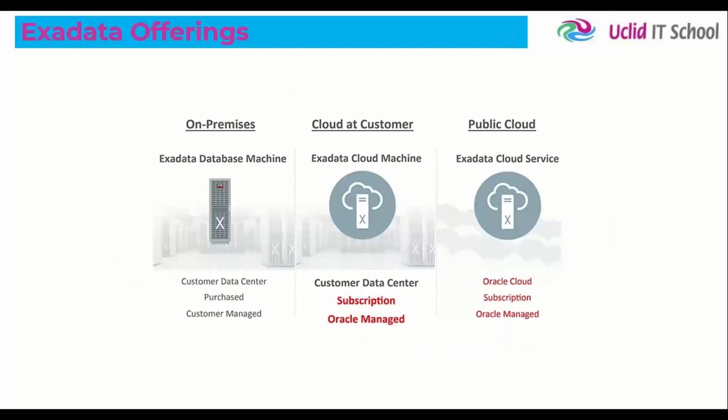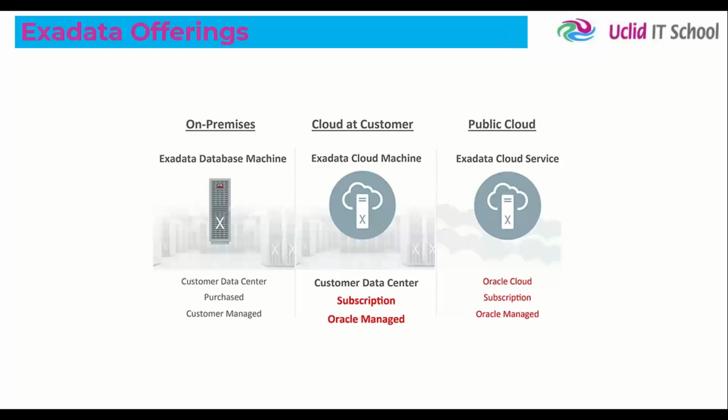And lastly, Exadata offerings. So if you want to purchase, what are the options? Exadata is offered on premises and in the cloud. Again, cloud has 2 models, cloud at customer and Oracle public cloud. So these are all the 3 models available if you want to use Exadata.